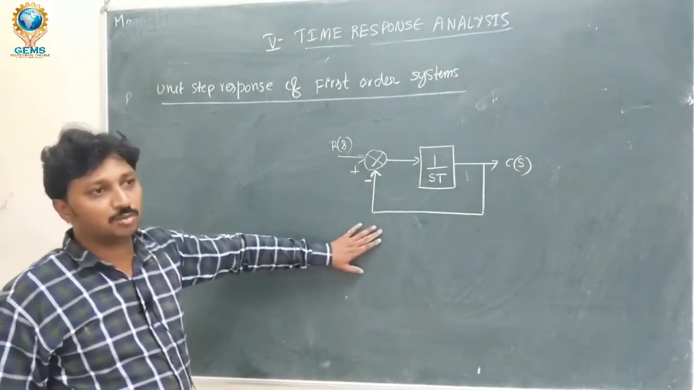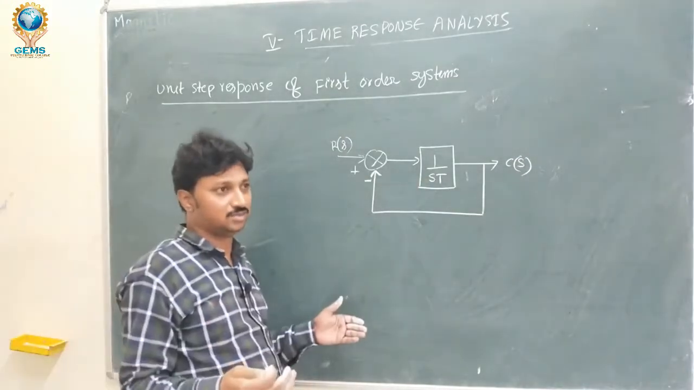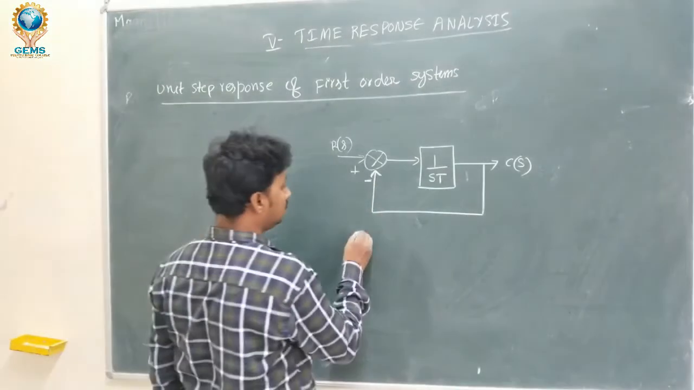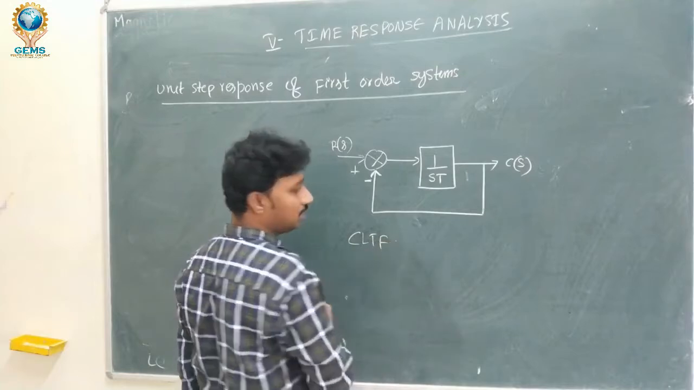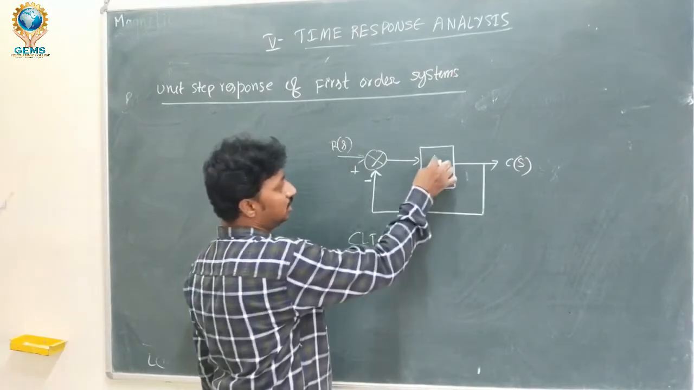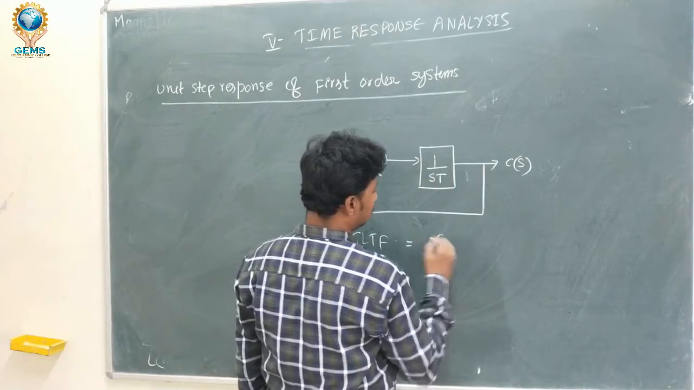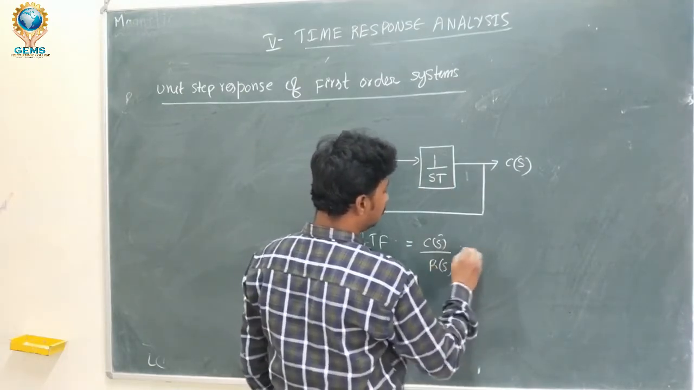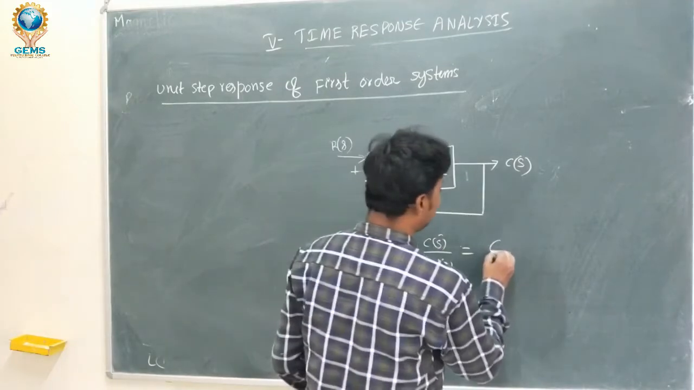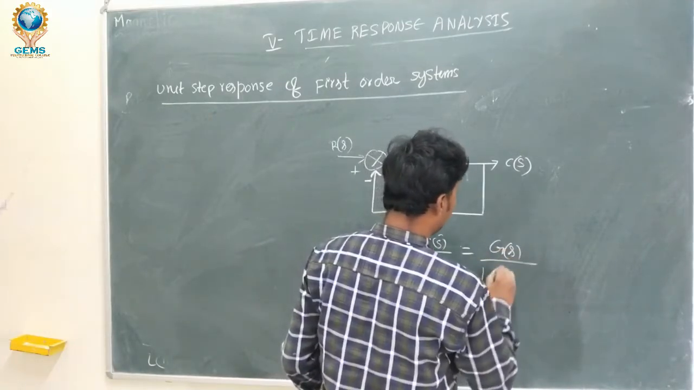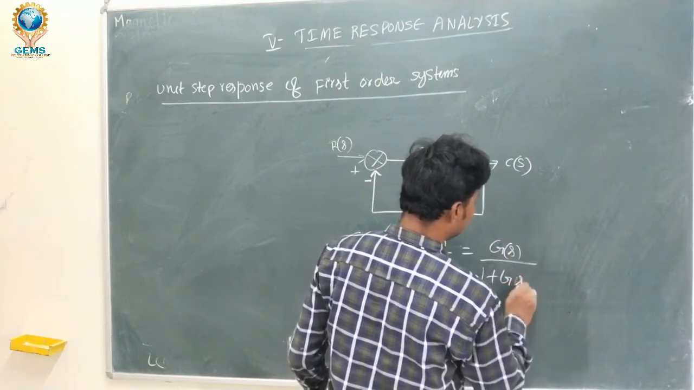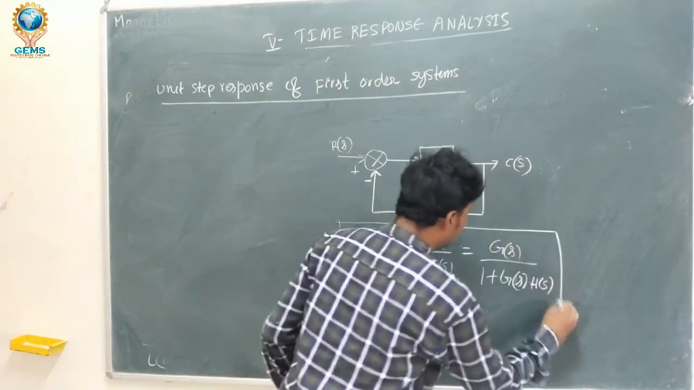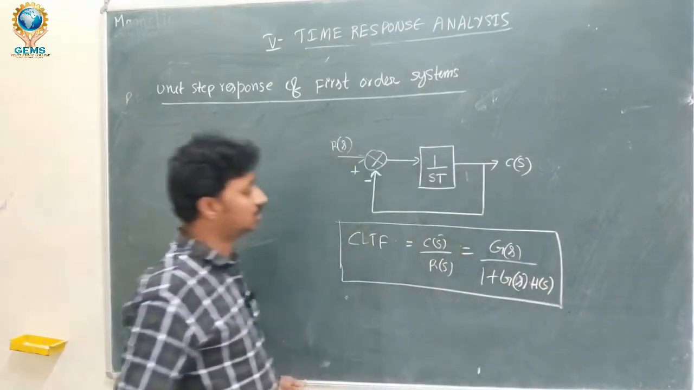In industrial automation, you might have learned block diagram reduction. Reducing this gives the closed loop transfer function. So what is it equal to? Generally the equation is C of s by R of s is equal to G of s by 1 plus G of s into H of s. This is the closed loop transfer function equation.